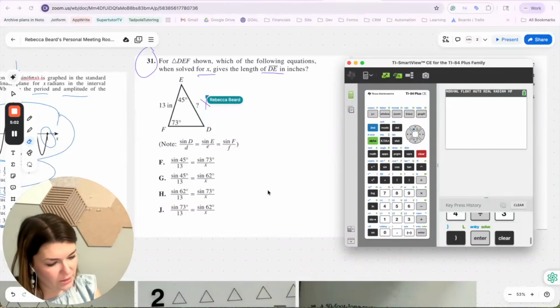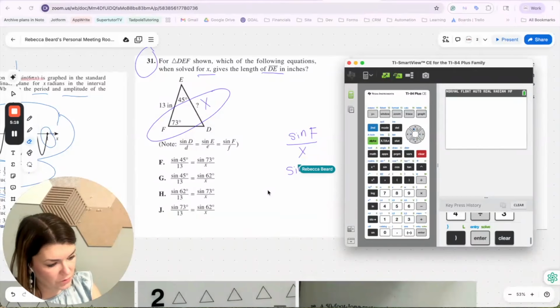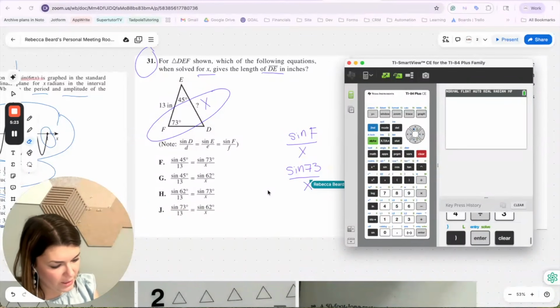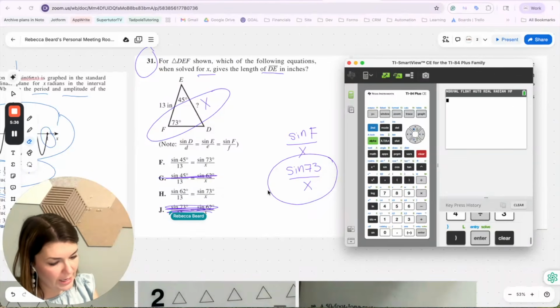So what we have to notice is that these two are friends. So they're going to be grouped together. And if we were following the pattern, it would look like sine f over x, which in other words would be sine 73 over x, because that's the mystery. So that actually eliminates g, and it also eliminates, as I'm looking through this too, because we need to have this in here, it eliminates j. So now we need pretty much a matching pair.